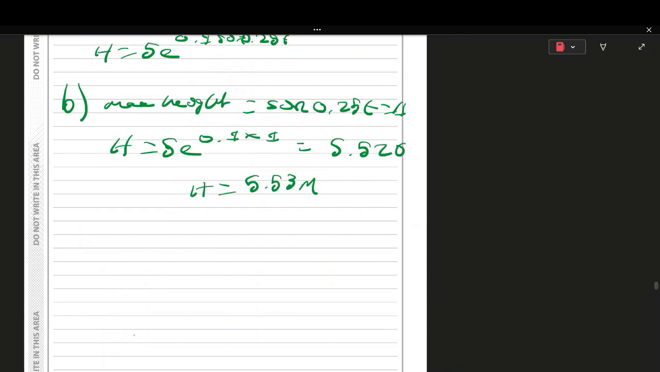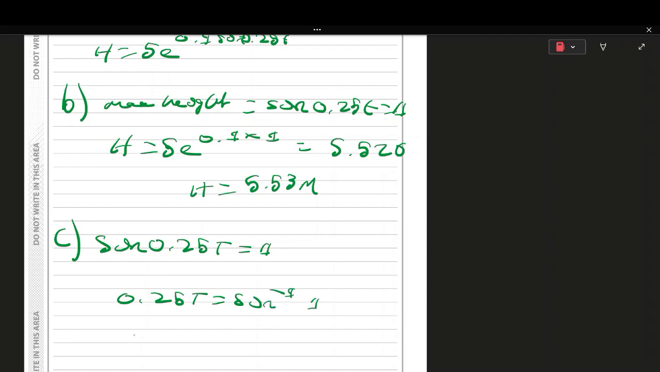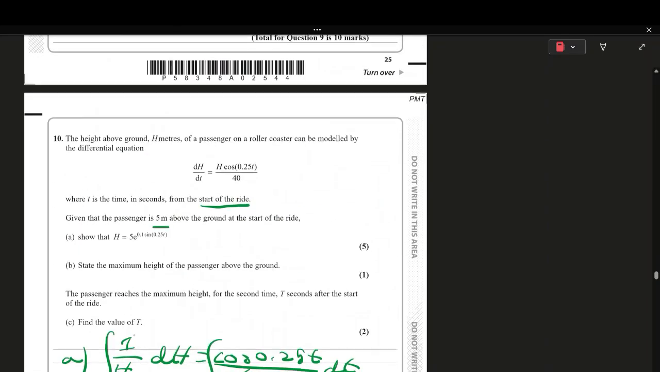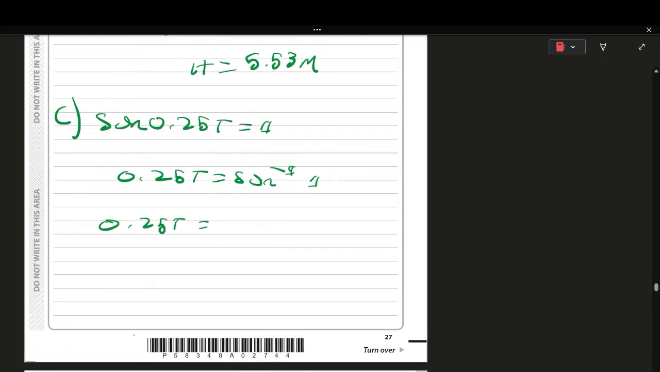For part C, the passenger reaches the maximum height for the second time, t seconds after the start of the ride. Find the value of t. So since they found it for the second time, we need to find t. Well, it's the maximum height, so we stick with sine 0.25t is equal to 1. So we do arc sine, so 0.25t is equal to the arc sine of 1. And since it doesn't specify degrees or radians, we'll stick to radians.